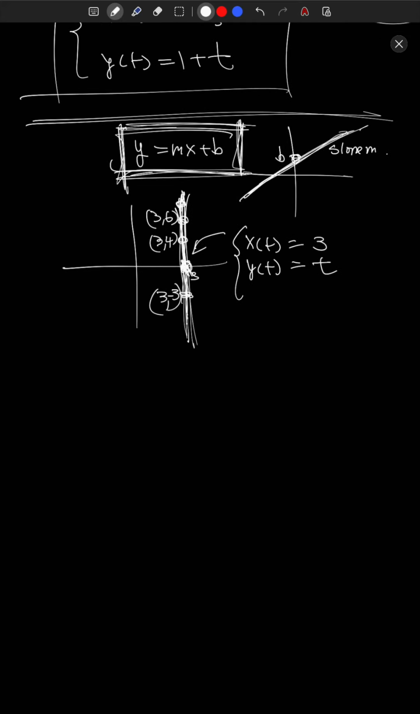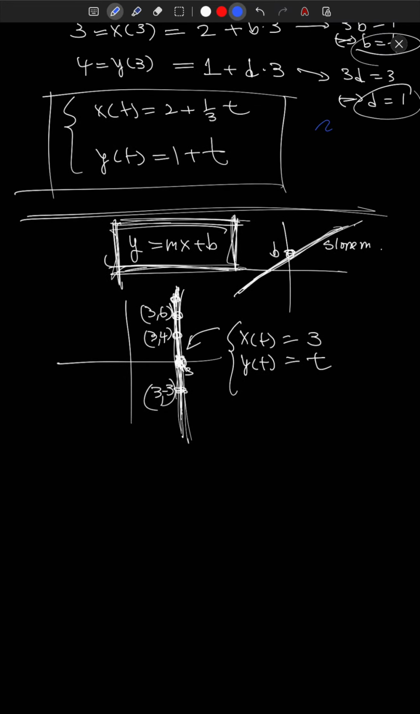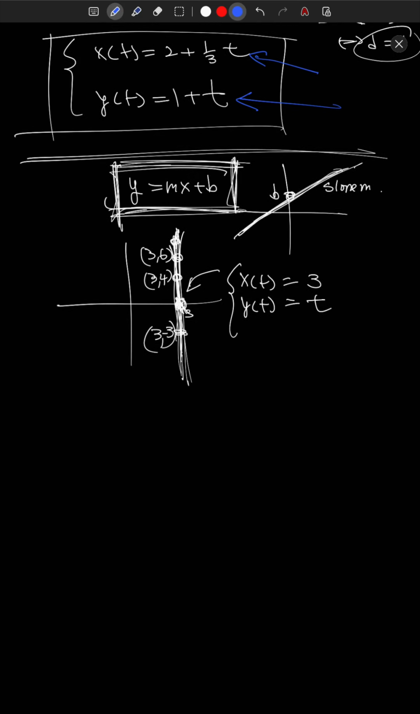So even though parametric equations are kind of complicated in that you do have two functions to describe the object, the curve, there's a lot more flexibility, right? I can describe any line, as opposed to describing with y equals mx plus b, only lines that are not vertical.